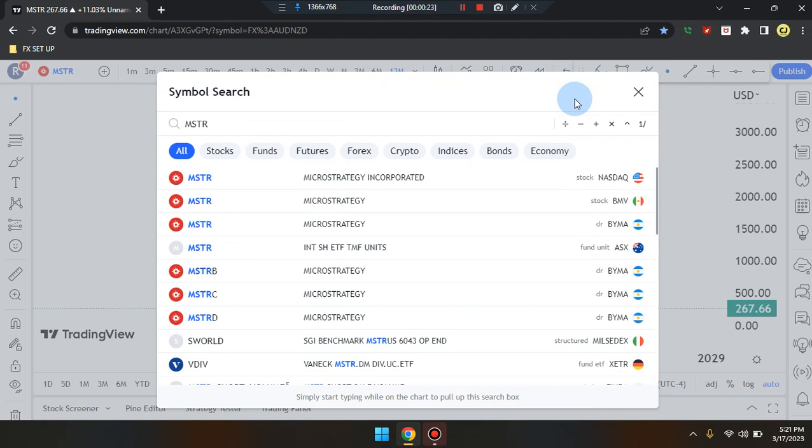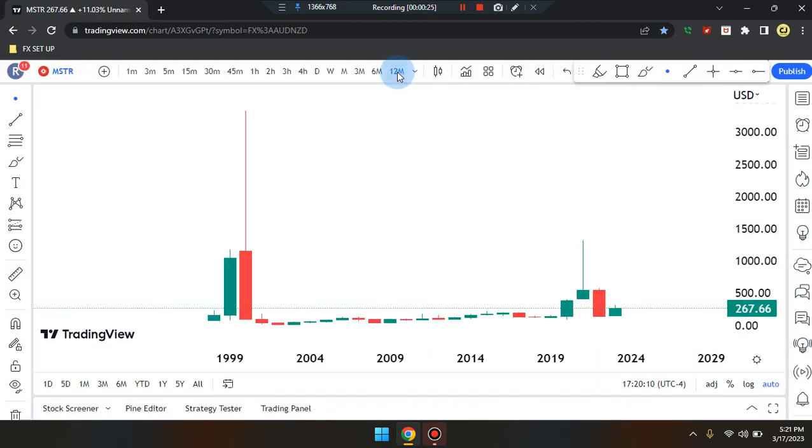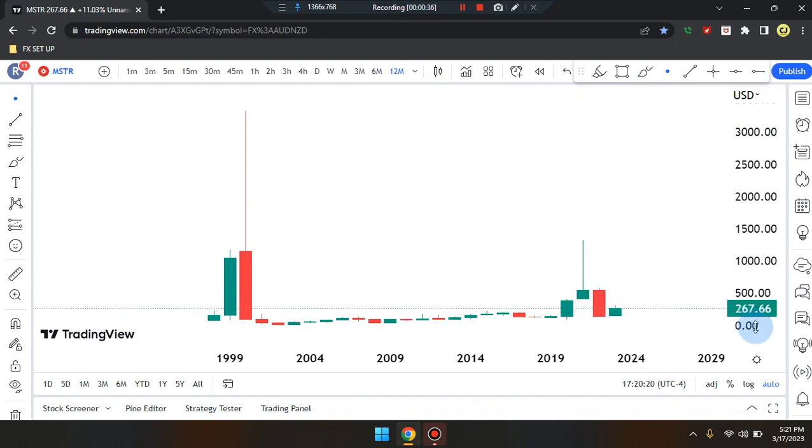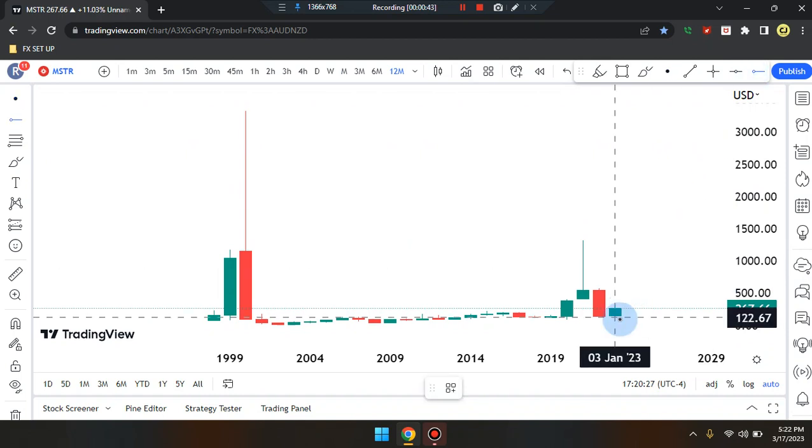MSTR. We are in a 12-month time frame. Price action, last candle to the right hand side is a bullish green candle, a little bit of a spike up within that candle. Current price is sitting at 267.66.